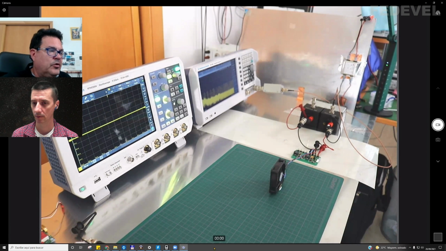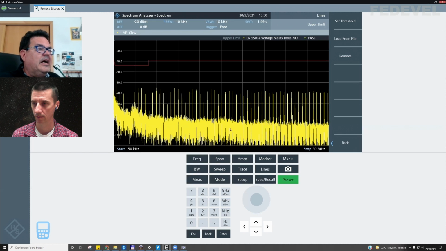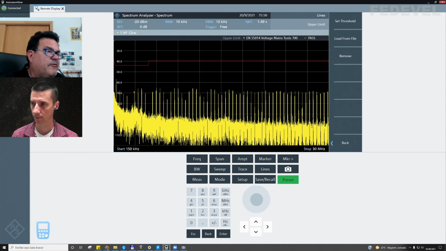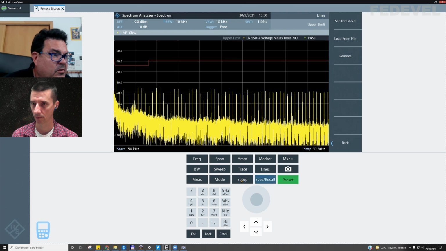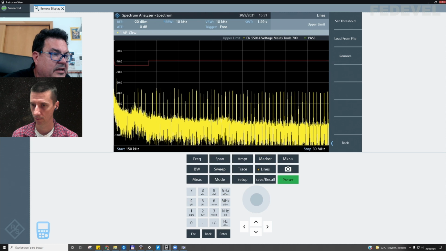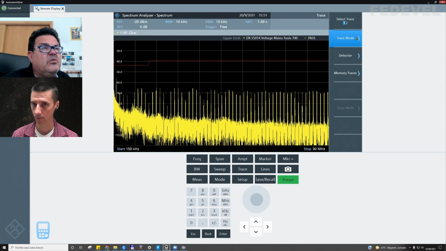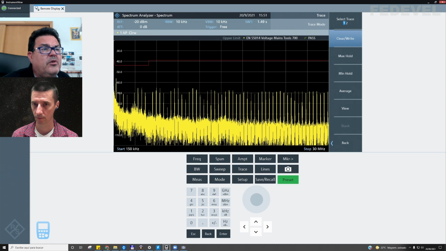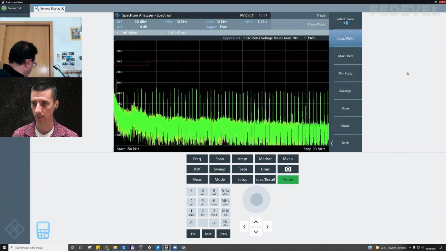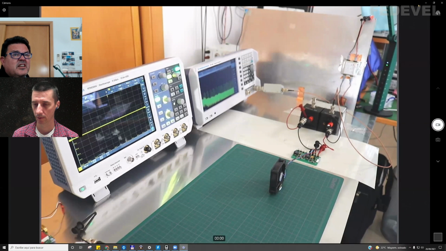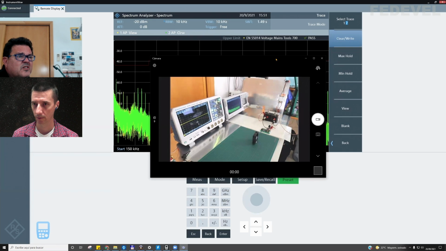For example, if we go to the previous screen and we remember that my emissions are around minus 70, what can we save? In this spectrum analyzer, we can go to trace, we can go to save, for example, view. And now we can go to the second trace that is in green color. And then we can move the distance. So let's go here, so you can see the difference.